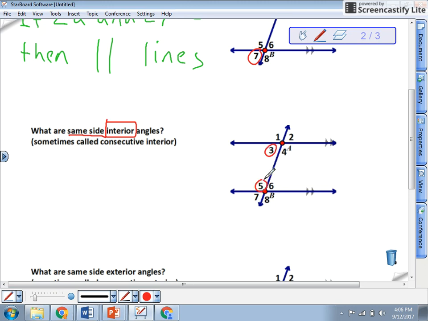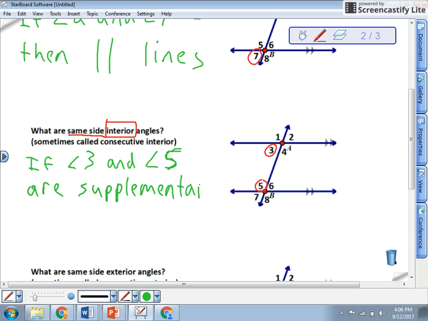Now this one's a little different. If angle 3 and angle 5, you can tell they're not going to be congruent. One looks like an acute angle, one looks like an obtuse. If angle 3 and angle 5 are supplementary, remember what that means, adds to 180, then we know we have parallel lines.